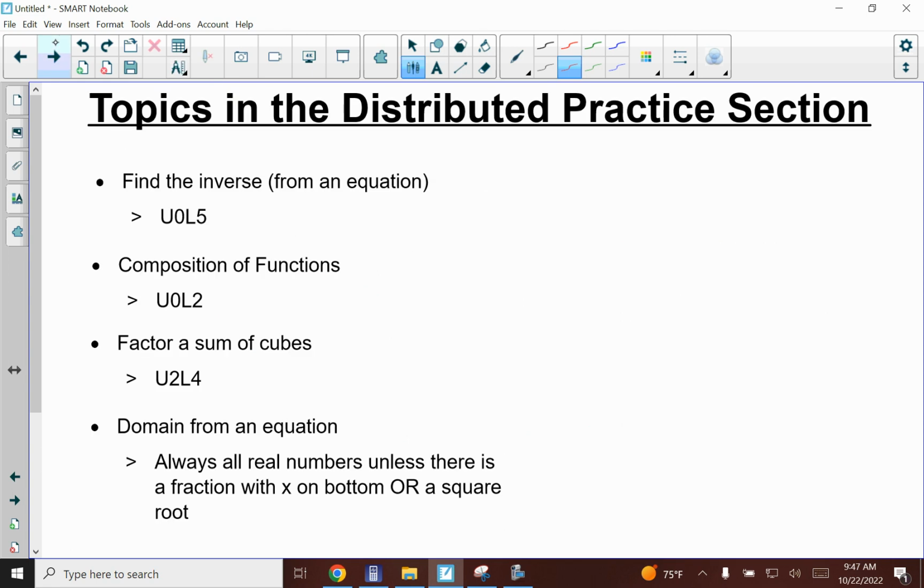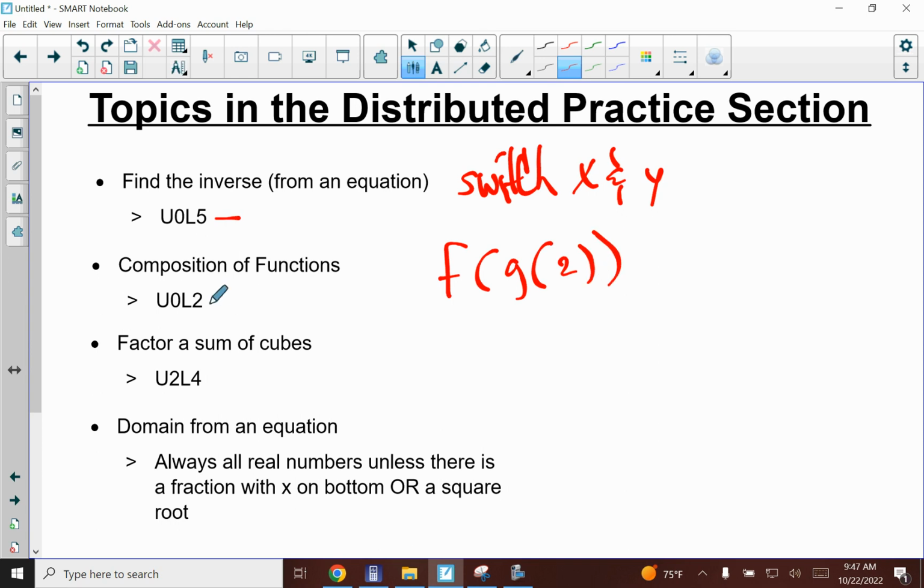Now the last section, I'm not going to go over these because these are review. So these are the topics. It says find the inverse from an equation. Don't forget, when you find the inverse, you just switch the x and the y. Switch x and y, and then you just solve for y. If you need examples, you can go into Canvas and look at some of the slides in Unit 0, Lesson 5. Composition of functions. These are the types of questions where you would do something like this. F of g of 2. You can find that in Unit 0, Lesson 2.